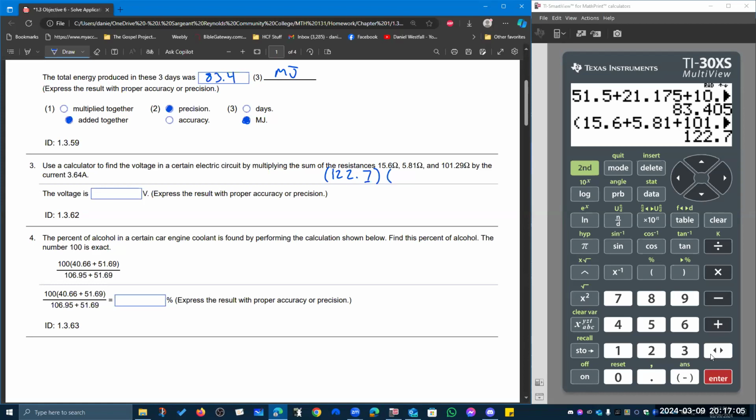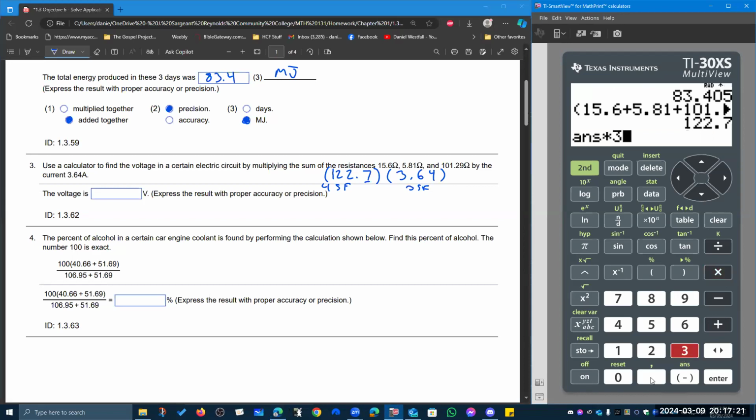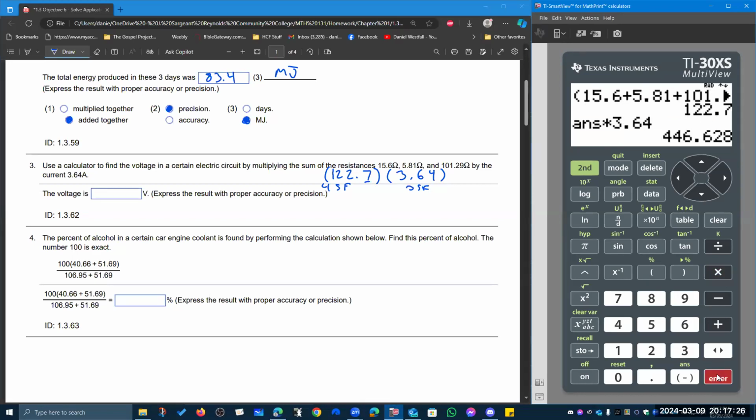We're going to multiply that by 3.64 amps. And so we have 4 significant figures and we have 3 significant figures. So we're going to multiply 122.7 by 3.64. We're going to round to 3 significant figures. It is going to be 447.